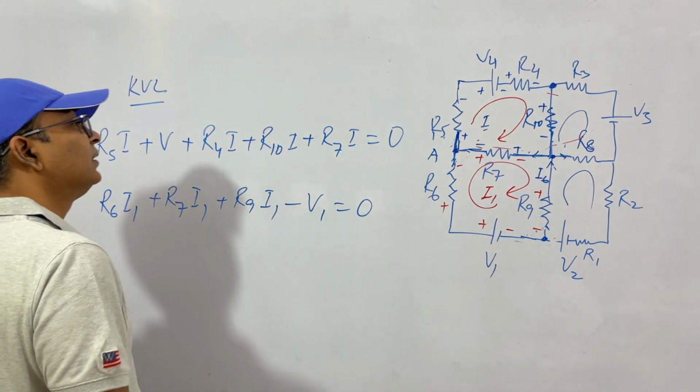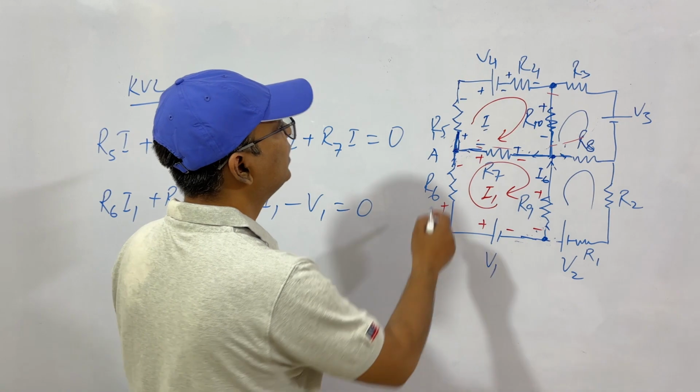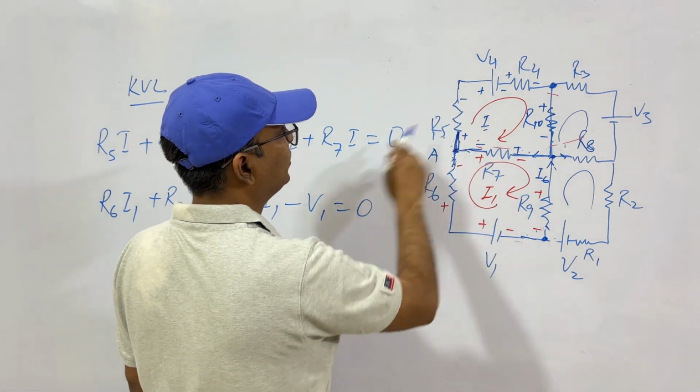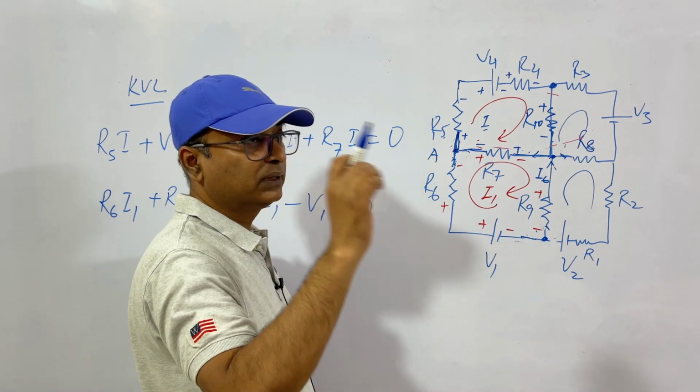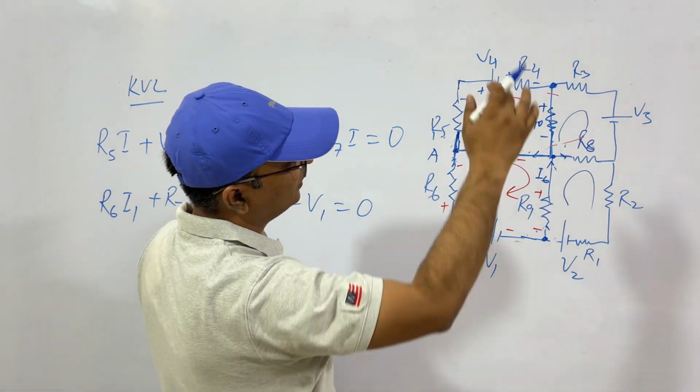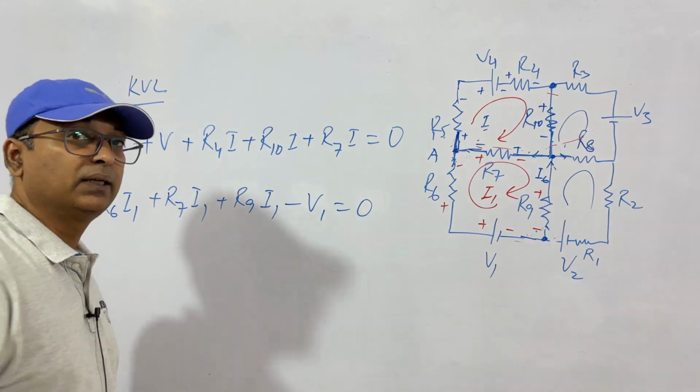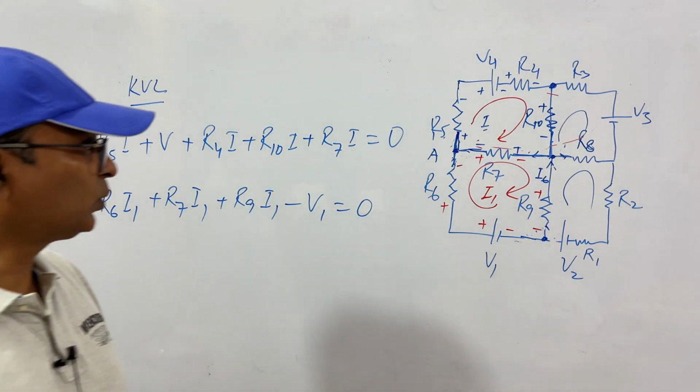Okay? Or alternatively, if you want to solve through current law, what you'll do? You mark all I1, I2, I3, I4, and then at each junction, you'll have to put the value, this plus this plus this is equal to zero, this plus this. So then, equating them all, you'll get the values of all currents. Clear? We'll see some questions and understand.